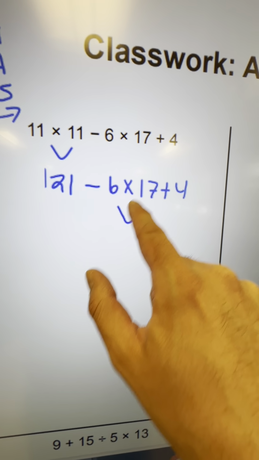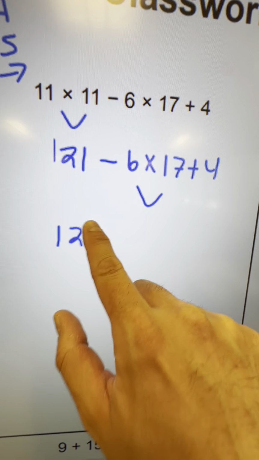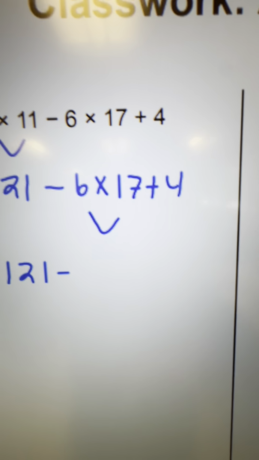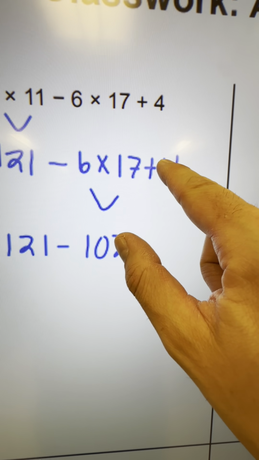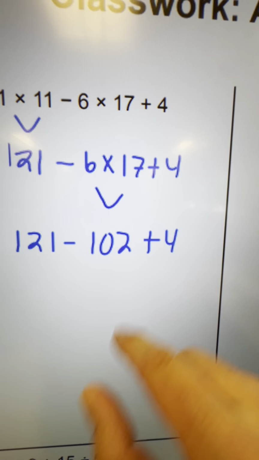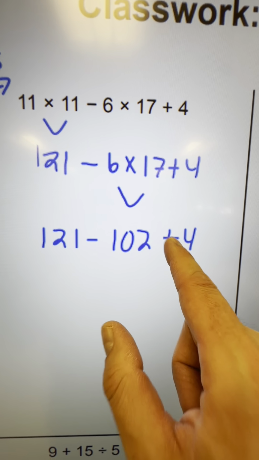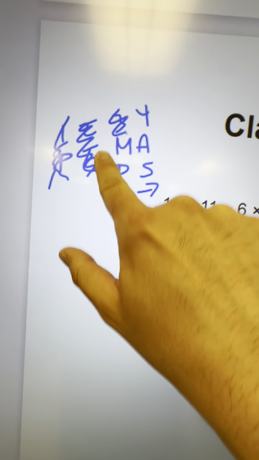So now I'm going to multiply these together. So that means I'm just going to bring down the 121 minus. And when I multiply these two numbers together, I get 102. And I bring down my plus 4. And now I have subtraction and addition left. So now I can see my step 3 is complete.